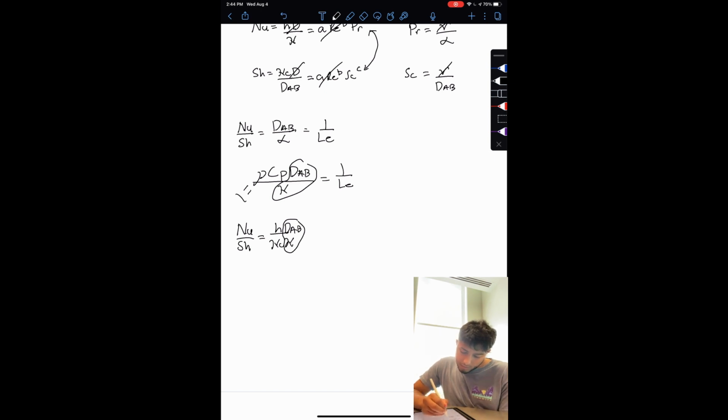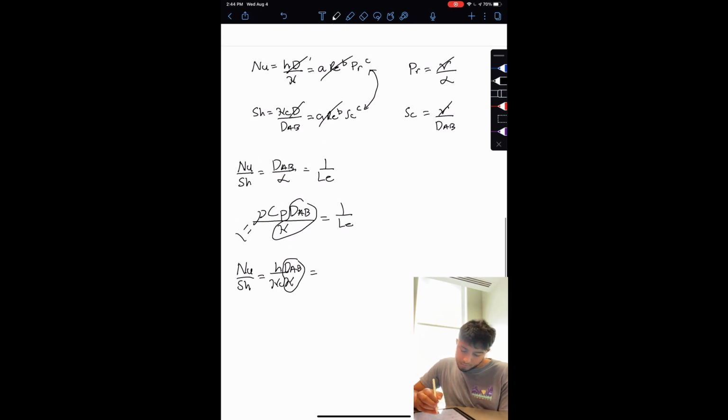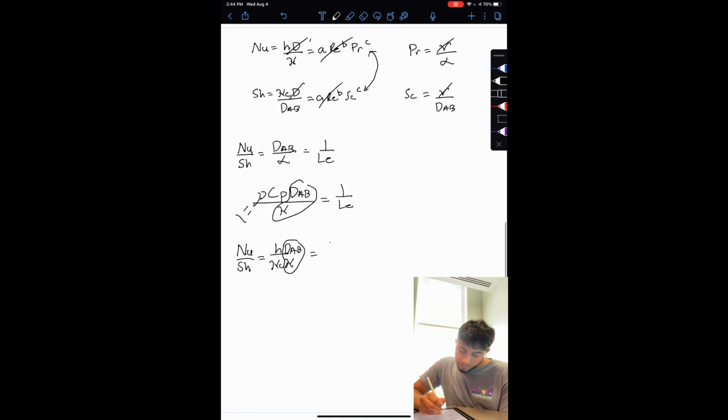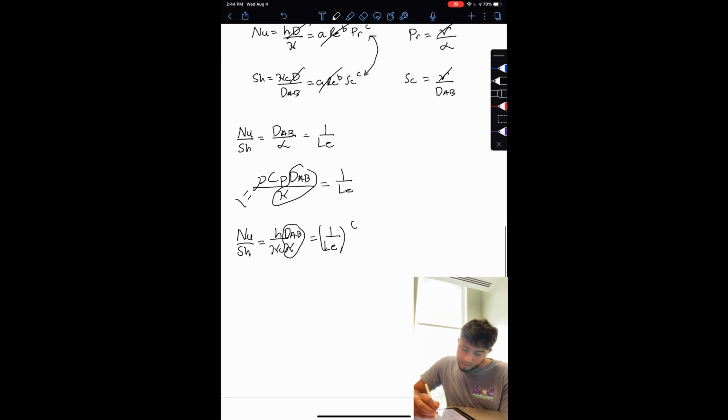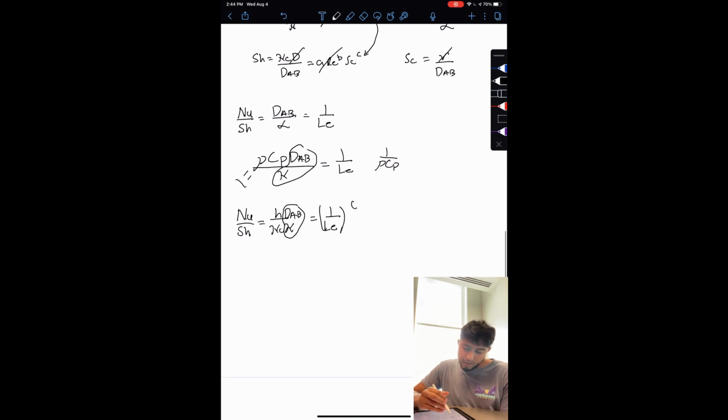We also know this is equal to 1 over the Lewis relation to the C, because we're doing the right side of the equation now. We can see that 1 over the density multiplied by its heat capacity. So we know that the 1 over the Lewis relation, we know that's equal to 1 in moist air. So we can say that DAB over K is 1 and DAB over K is 1.